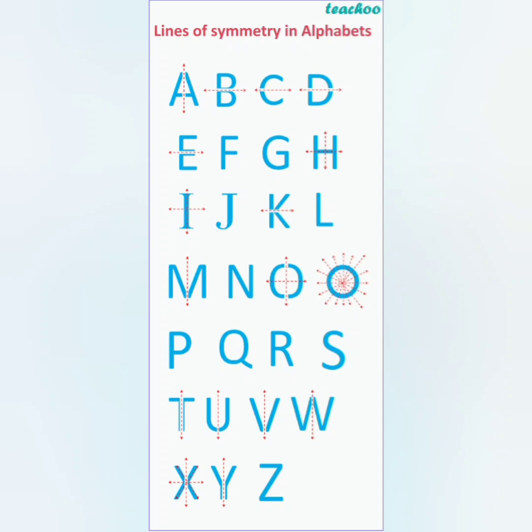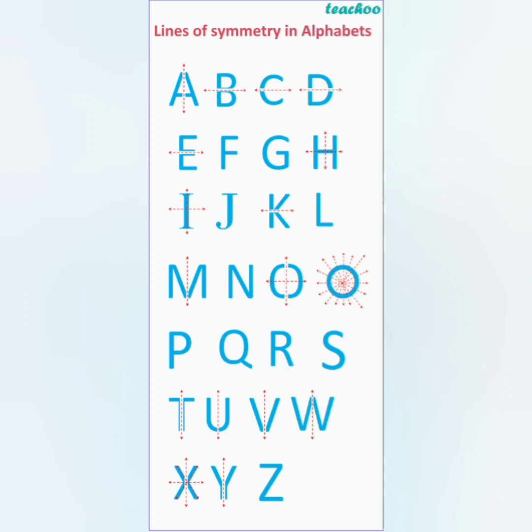Oftentimes, pupils have been given letters and asked to draw the line of symmetry and number or state how many lines of symmetry the shape has. Now, what you do is begin by drawing either a vertical line or diagonal line or a horizontal line to ensure you have exact mirror image on both sides.